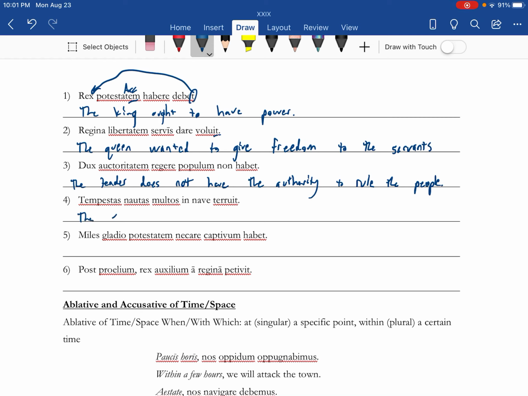All right, then the storm. And this is weird. This is masculine. So this os is actually describing this. The storm terrified many sailors in Norway on the ship.